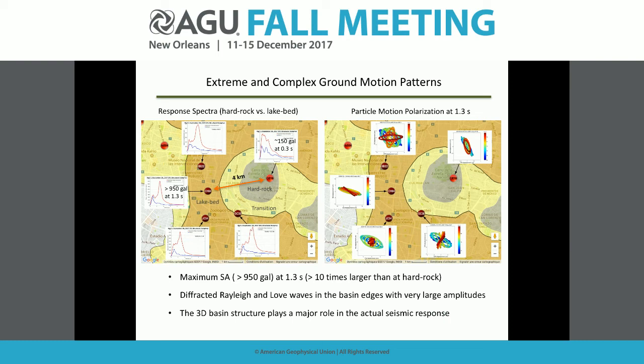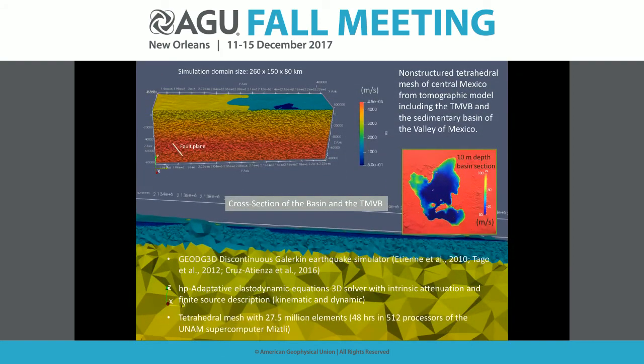So it's a very complex pattern that can also be seen here from the particle motion polarization. While in the hard rock you have one single polarization at the period where the strongest motion was recorded, you see, for instance, in this station an initial polarization in that sense, and then it turns. So we have diffracted waves coming from the basin edges that make the motion very complex. So there's a huge 3D effect of the whole basin if we want to explain what happened.